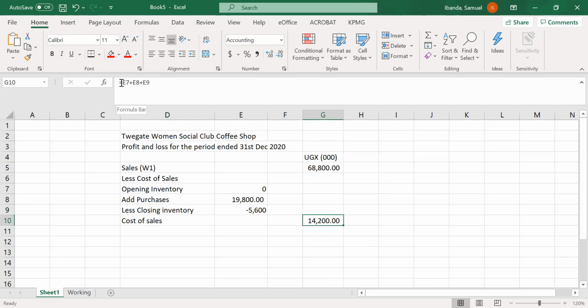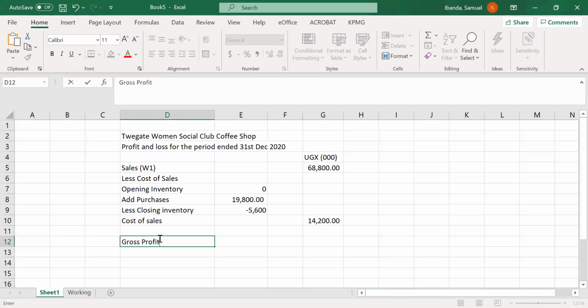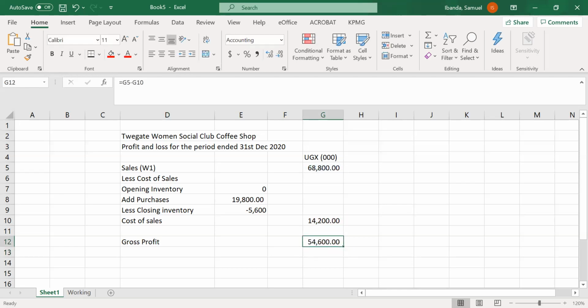So this is the cost of sales that is supposed to get deducted from our sales to determine gross profit. So gross profit will be 68,800 minus 14,200, which gives us 54,600. That is what we get as our gross profit. Remember, we are still in the coffee shop.